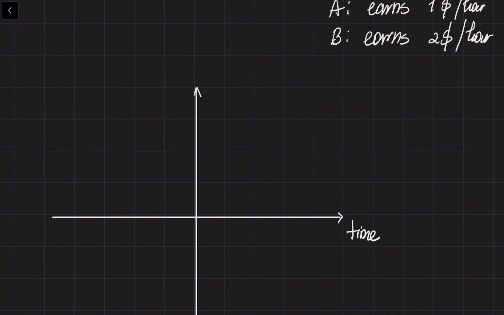Here on the x-axis, I'm going to have the time scale. On the y-axis, it's going to be the wage. So the amount of money the worker earns after 1 hour is going to be $1. After 2 hours, it's going to be $2. After 3 hours, it's going to be $3. And after four, it's going to be $4, and so on.